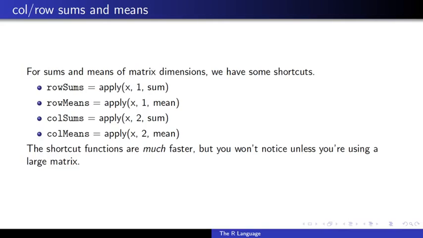These are equivalent to using the apply function, but they're very much faster than using apply because they're optimized to specifically do those operations. So if you want to calculate the sum or the mean of a column or row of a matrix, use those functions instead.